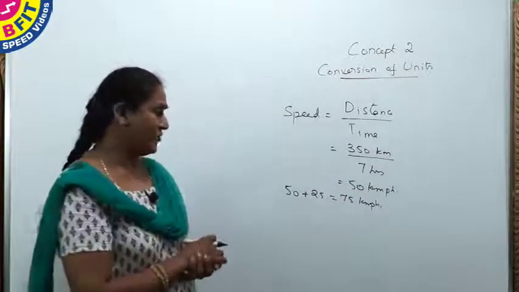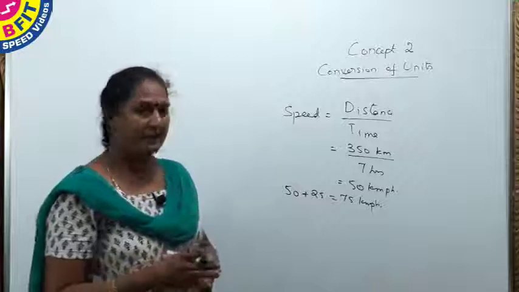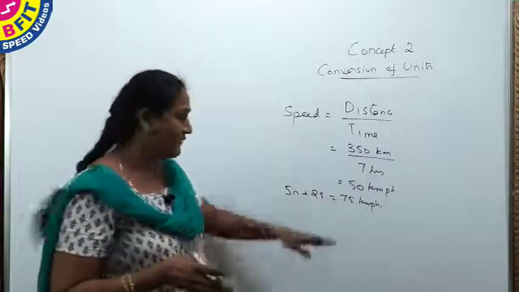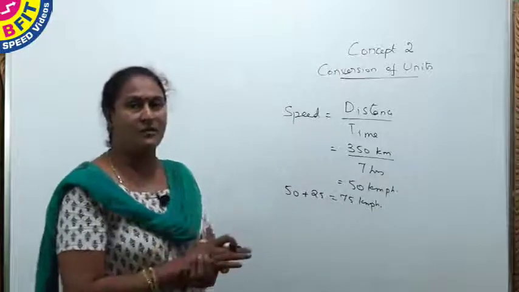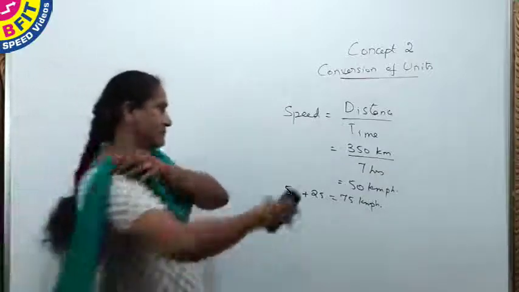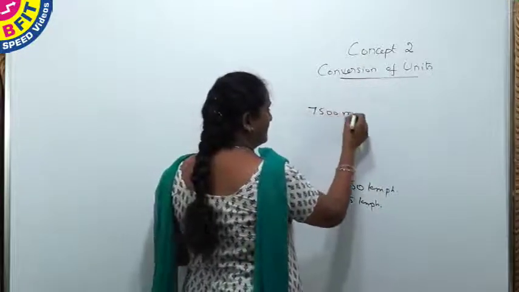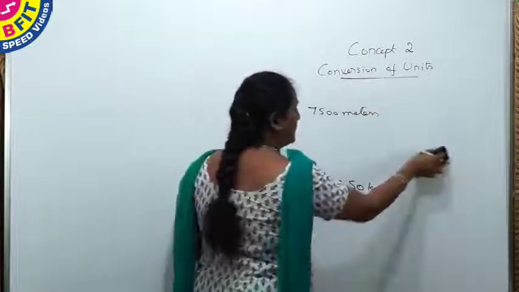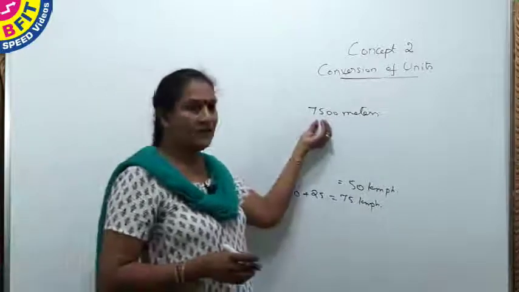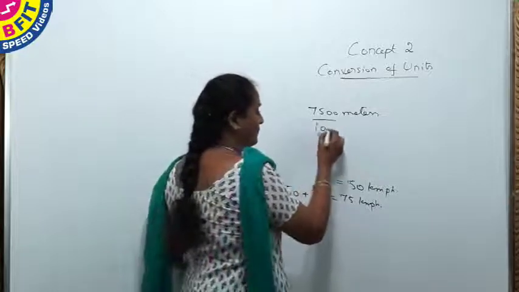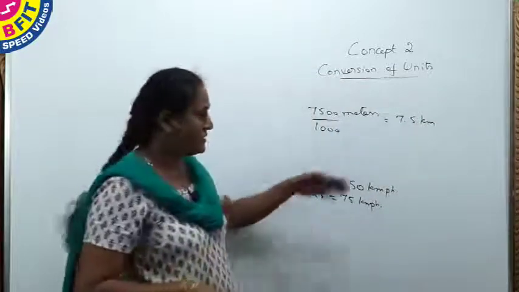Now we are asked to find the time taken by this train with the increased speed to cover a distance of 7500 meters. Here the distance is given in meters and we have speed in kilometers per hour. So don't take the meters as such and divide. You have to convert the meters to kilometers. So 7500 meters has to be converted to kilometers. 1000 meters equals 1 kilometer, so dividing the meters by 1000, this is equal to 7.5 kilometers. Now we have the distance also in kilometers.